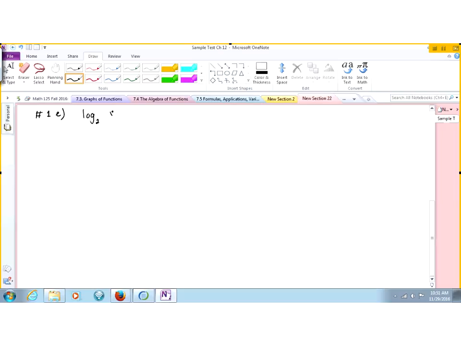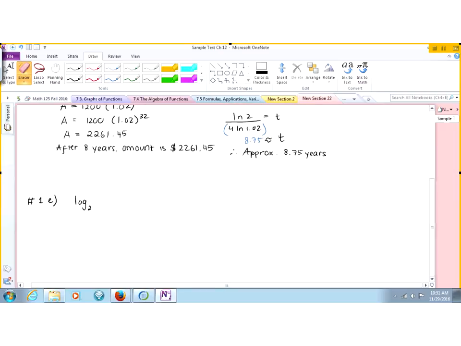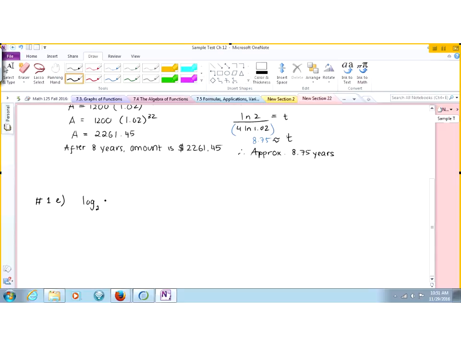Log base 2, so you need to expand x cubed square root of x. Oh, what am I doing? Sorry. Oh, wait. Okay. So what is log base 2 of x cubed square root of x divided by y cubed? Okay. First of all, I need to know what is the power of x here. What is x cubed times square root of x? So log base 2 of x raised to the 7 over 2, right?